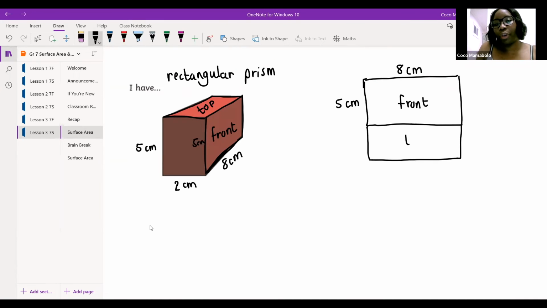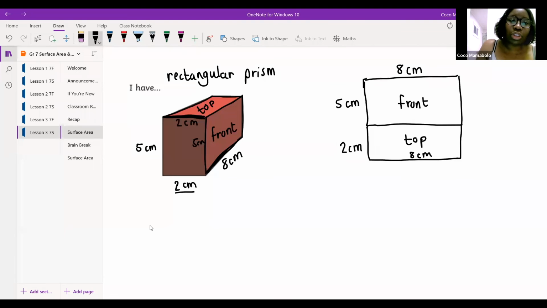So for the top, my long side is 8 centimeters. What is the size of my short side, guys? What is the side of my breadth? The one over here. Excellent, it's 2. Because if this side over here is 2, that means this side over here is also 2 centimeters. So this becomes 2 centimeters. Maya, I hope you're seeing it. Excellent.